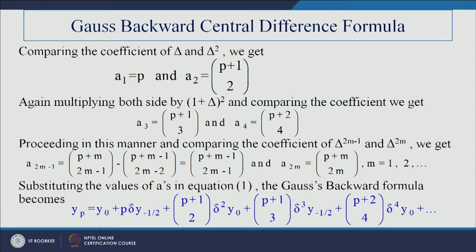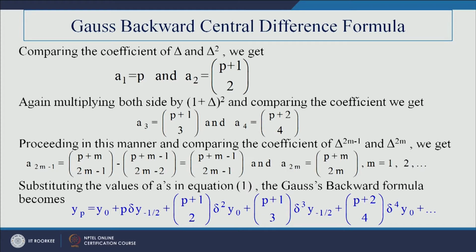Again multiplying by 1 plus delta whole square, then some of these coefficients again we can get as a3 and a4 there, where a3 can be expressed as p plus 1, 3 and a4 can be expressed as p plus 2, 4. Proceeding in this manner, we can obtain these coefficients for 2m minus 1 power and 2m there. Since we are taking these differences here, a 2m minus 1 can be given as p plus m minus 1, 2m minus 1 there, and a 2m can be represented as p plus m, 2m there, for m equals 1, 2, 3. Likewise, we can consider these values.